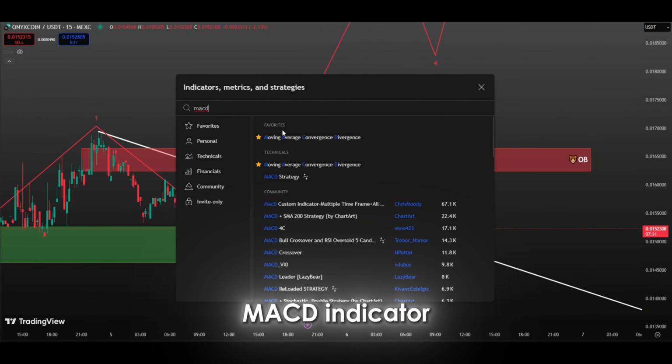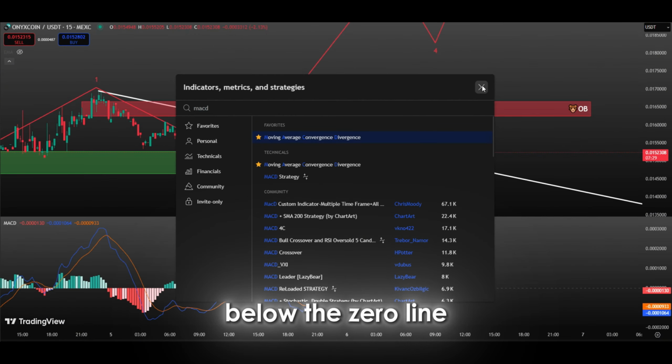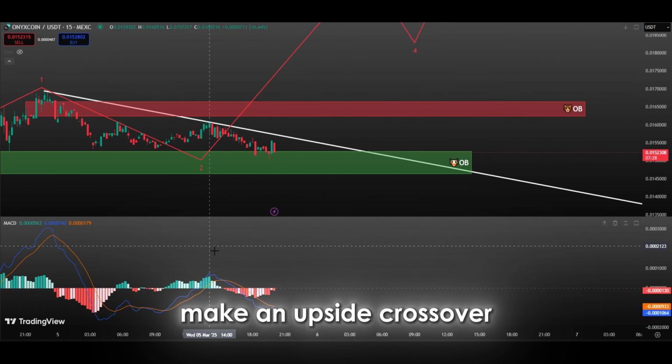Looking at the MACD indicator, we can see that it is below the zero line and preparing to make an upside crossover.